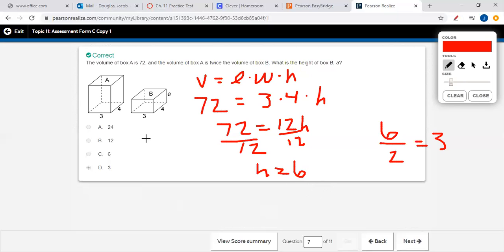So on this one, does that make sense? Well, 3 times 4 is 12. 12 times 3 is 36. And is 36 half of 72? Yes, it is. So that is how we got answer choice D, which is 3 units.